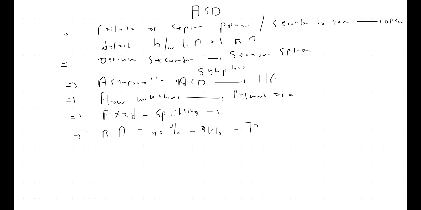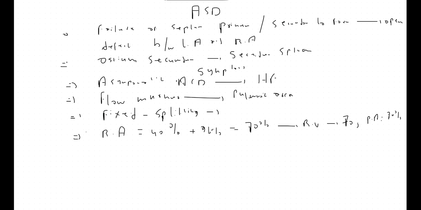So the same amount of saturation will be seen in the right ventricle. In the right ventricle, you will also get 70% saturated blood, and a similar amount of saturation will be seen in the pulmonary artery. Okay, so that is actually saturation. Very important to understand the saturation. That is how we differentiate your atrial septal defect from ventricular septal defect.